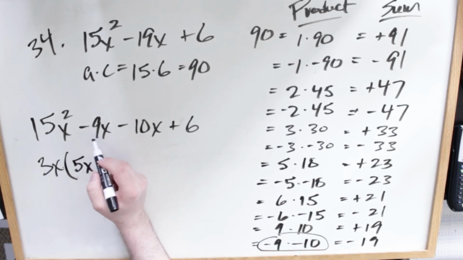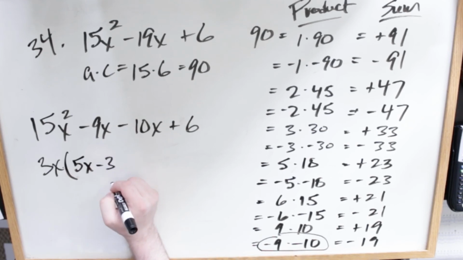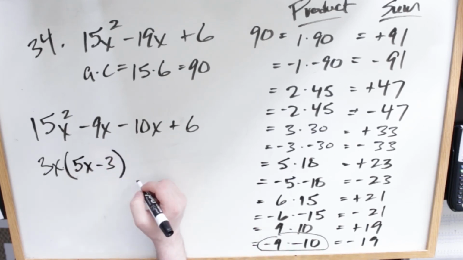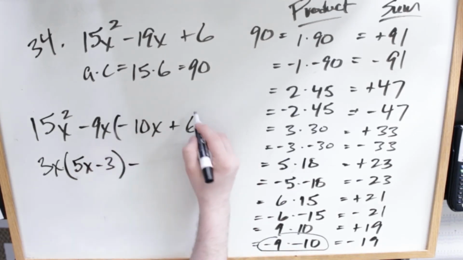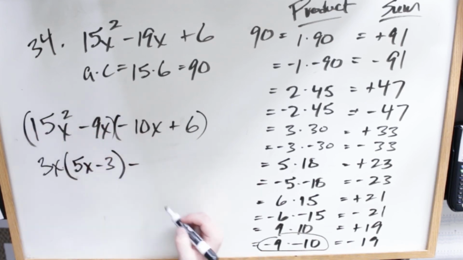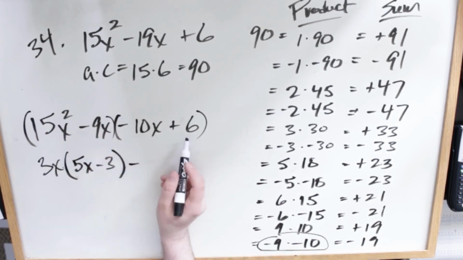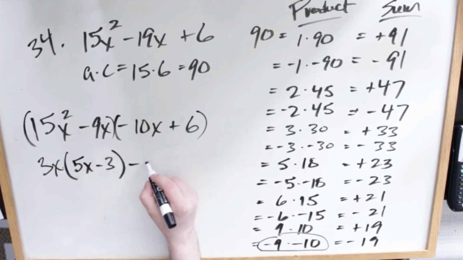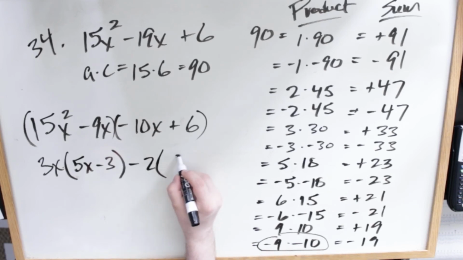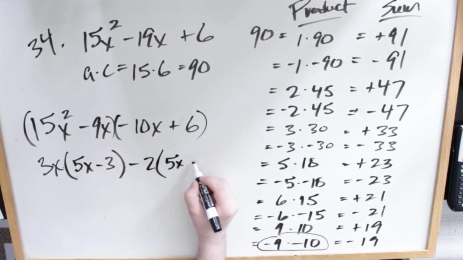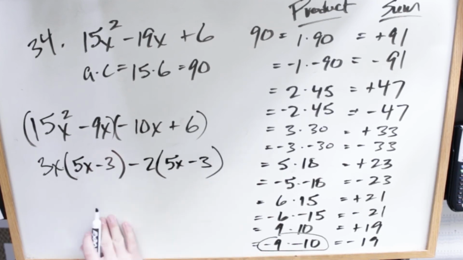3x times what equals a minus 9x? That'll be a minus 3. Okay? And then minus. So again, we're grouping these like this. Minus 2 comes out of both of these. So let's do, I think it's just a 2. And then we're going to be left with a 5x minus 3. Look, it should match up perfect, and it does.